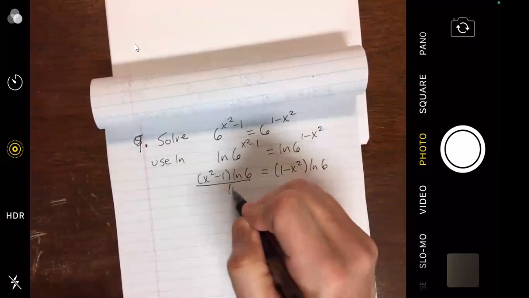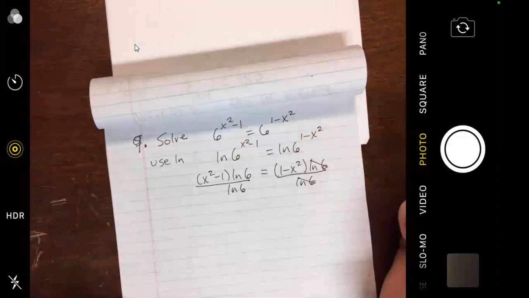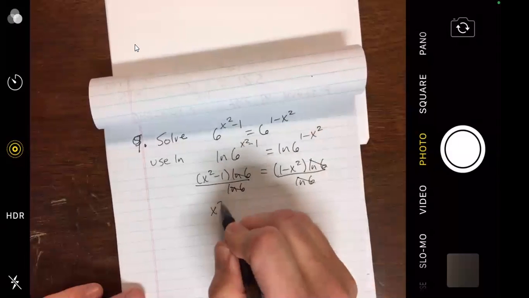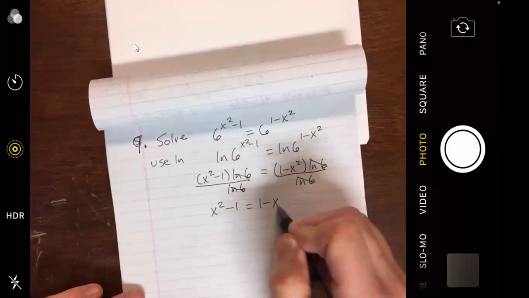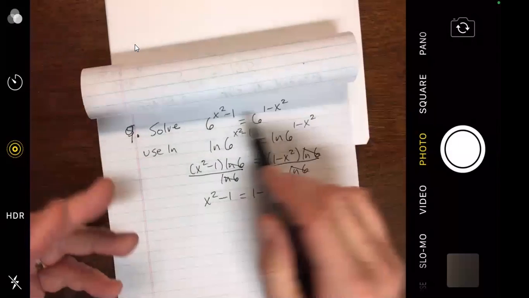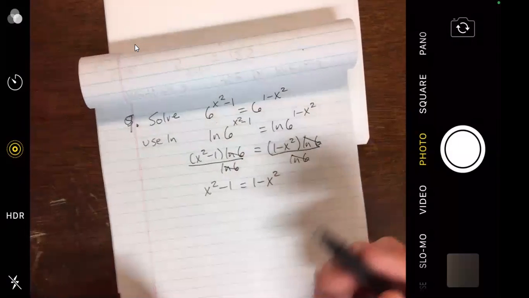Divide both sides again by ln of 6. And on this one, they cancel on both sides, which sets your x squared minus 1 equals 1 minus x squared. So if you're thinking, well, gee, that's so stupid, you could have seen that. Yeah, you're right, you could have. But trust me, further down the page, they will not be set up that simple.